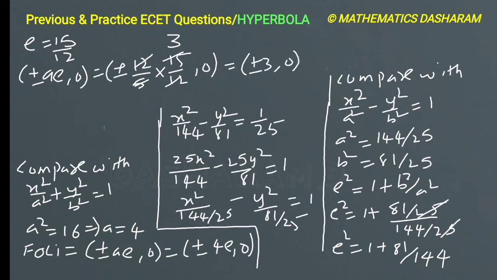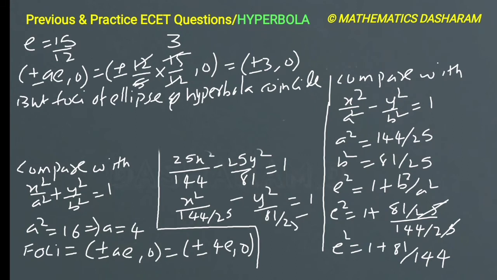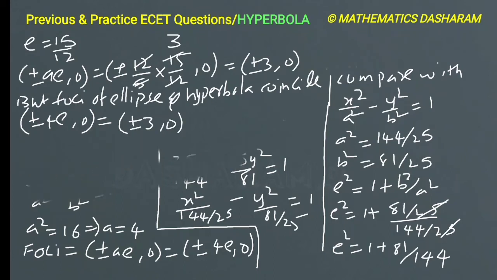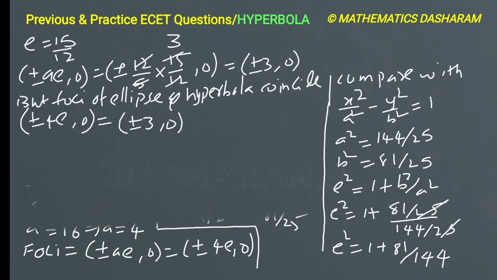But as per the question, the foci of the ellipse and hyperbola both coincide. That means both foci are equal. Here this is the ellipse foci, plus or minus 4e comma 0. It equals, this is the hyperbola foci, plus or minus 3 comma 0. So now let's find the e value from this.